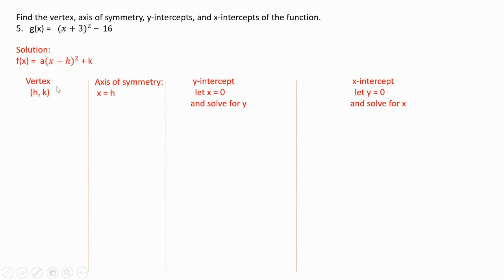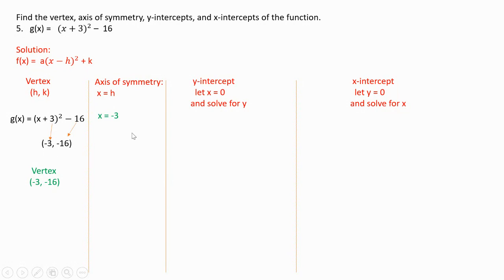Whatever the h is here, if the h is positive here, it's going to give us negative 3, right? And the k stays how it is. So this is my vertex, negative 3, negative 16. Now to find the axis of symmetry, it's going to be the x number of the vertex. So it'll be x equals negative 3.